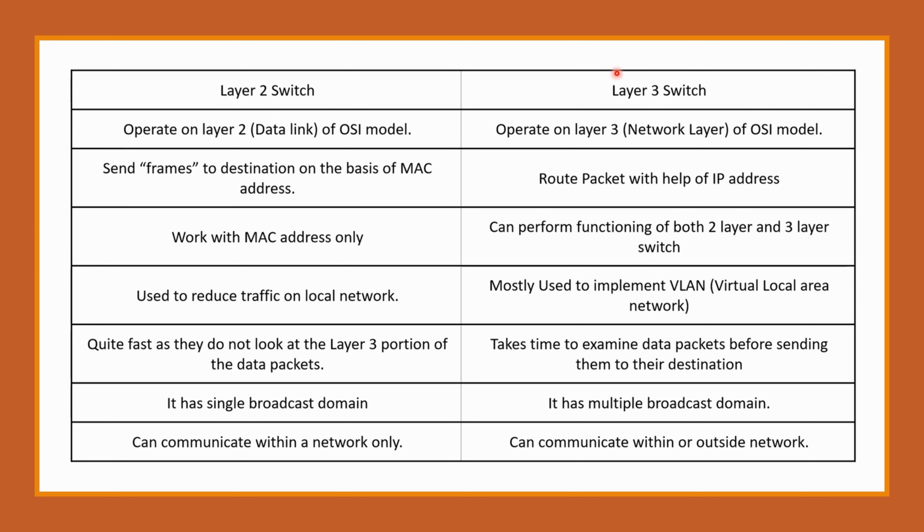Layer 2 switch and layer 3 switch difference. A layer 2 switch operates on the layer 2 data link layer of the OSI model; a layer 3 switch operates on the layer 3 network layer. A layer 2 switch sends frames to the destination on the basis of MAC address; a layer 3 switch routes packets with the help of IP address. A layer 2 switch works with MAC address only; a layer 3 switch can perform the functions of both layer 2 and layer 3 switches. Layer 2 is used to reduce traffic on the local network and mostly used to implement VLANs, virtual local area networks, and is quite fast as it does not look at the layer 3 portion of the data packets. Layer 3 takes time to examine data packets before sending them to their destination.